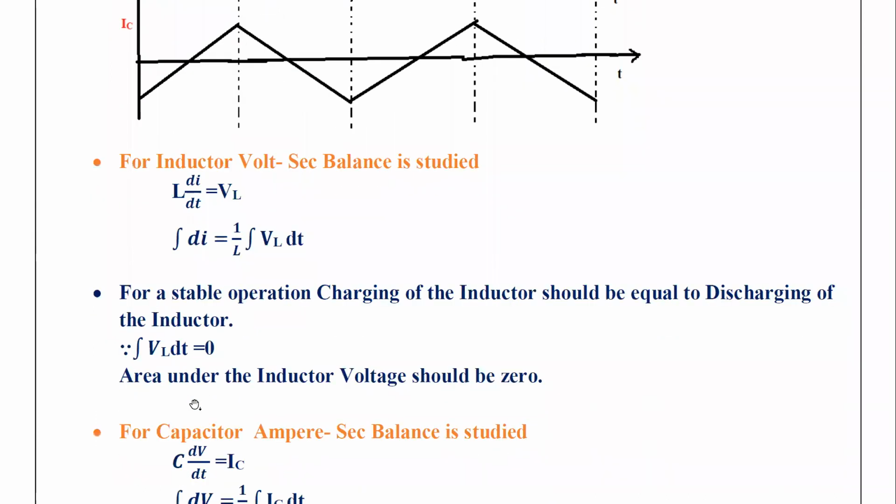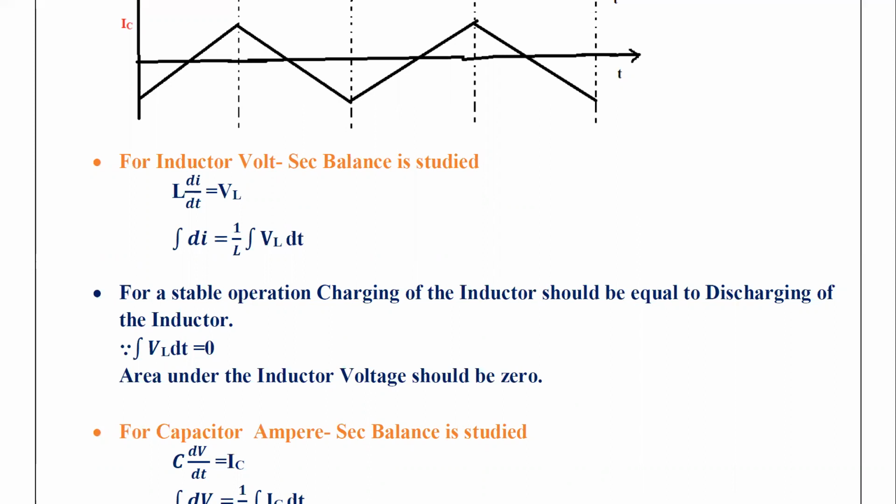And for the inductor, as I said, we have to study the volt second balance equation. That means VL is equal to L into di by dt. So integration of di is equal to 1 by L integration of VL into dt. For a stable operation, the charging of the inductor should be equal to the discharging of the inductor. That means the net voltage across the inductor, integration of VL dt, is equal to 0. Therefore, the area under the inductor voltage should be 0. Therefore, the inductor can be called to be under stable condition.